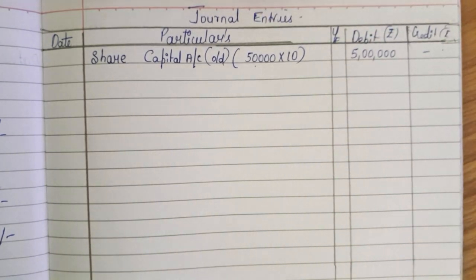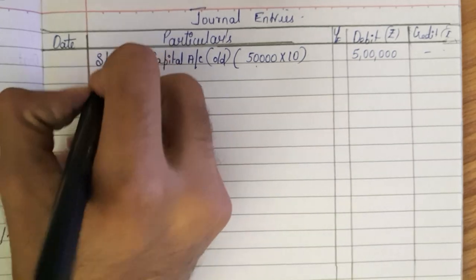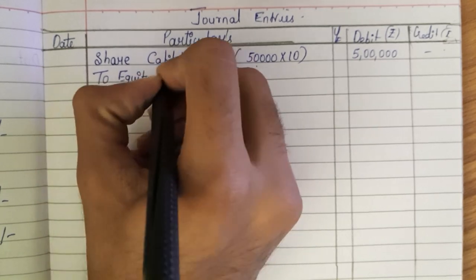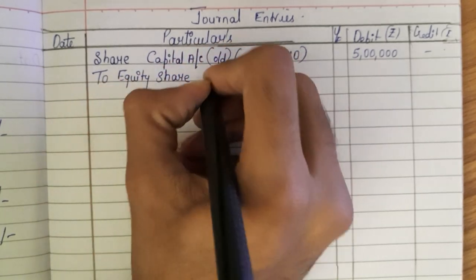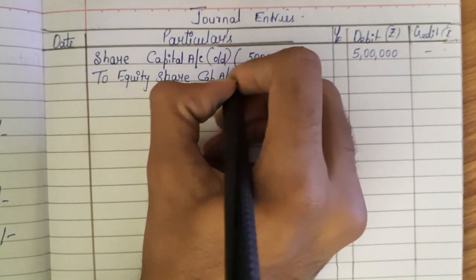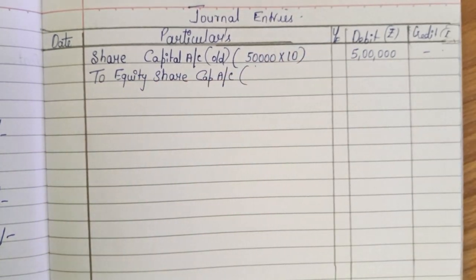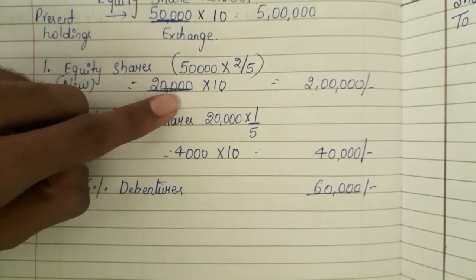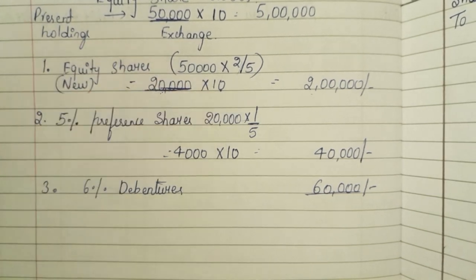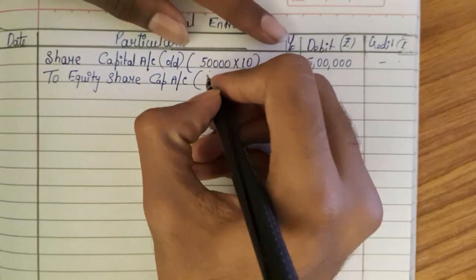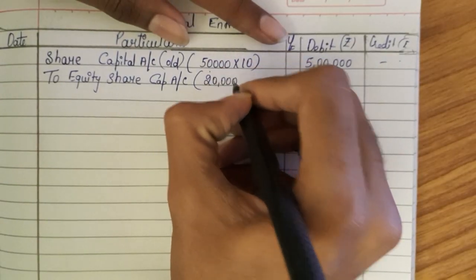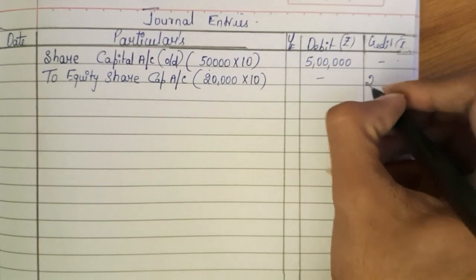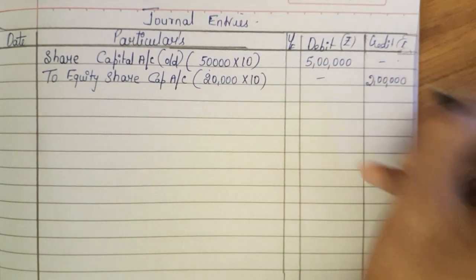Next, for that what all are they giving? They are issuing new equity shares. So, equity share capital account. How many shares are they issuing? Here we have found the new equity shares, total they are issuing 20,000 shares of rupees 10 each, that is nothing but 2 lakh rupees.